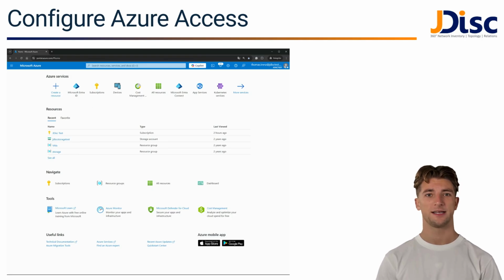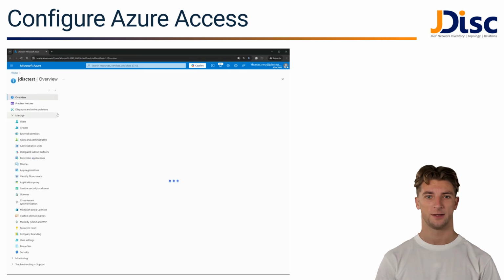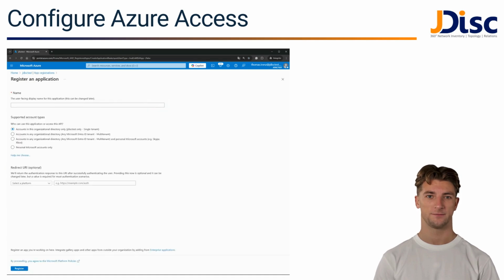The first step to obtain information from the Azure portal is to create a separate application in the Azure portal. Load it onto your portal and then select the EntraID service. Click on the app registrations and add a new application by clicking on the new registration link. Provide a name like, for instance, JDisc Scan App and click on Register.